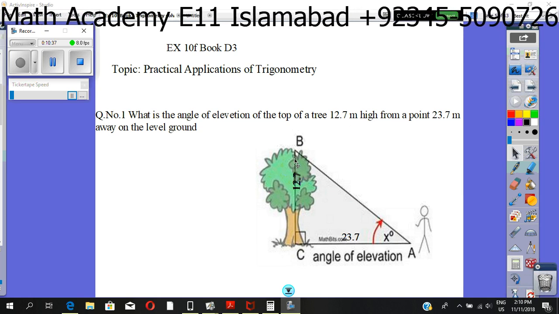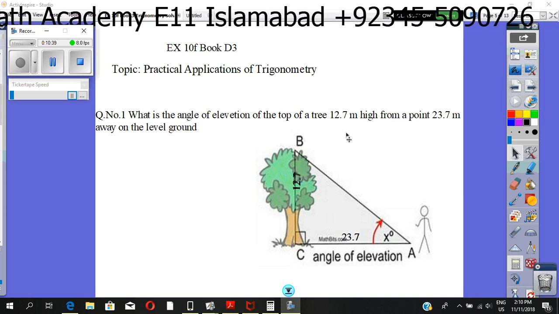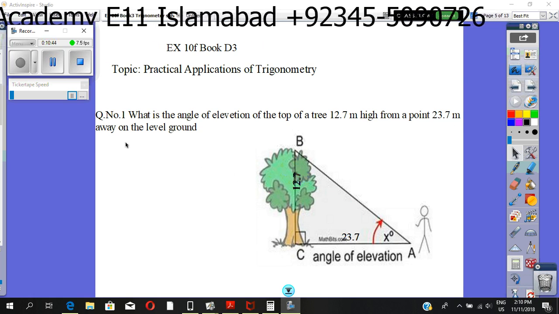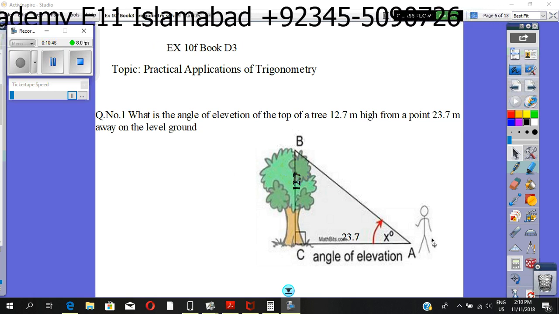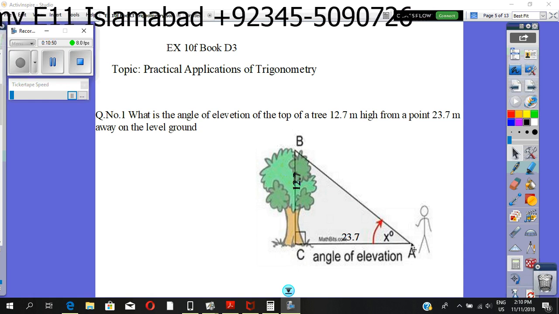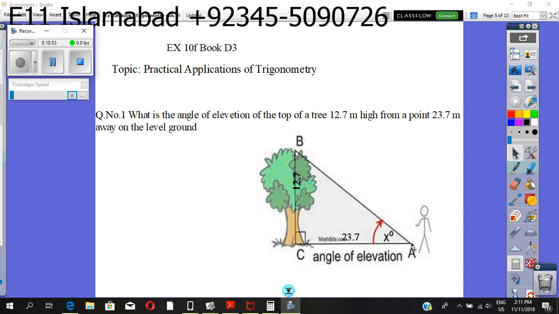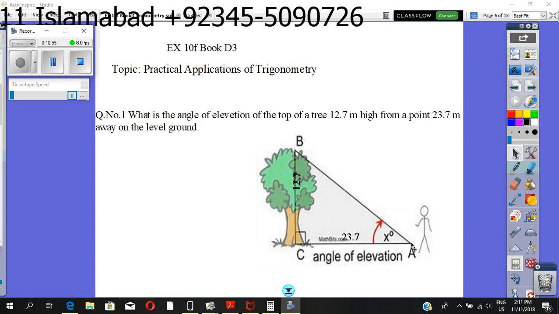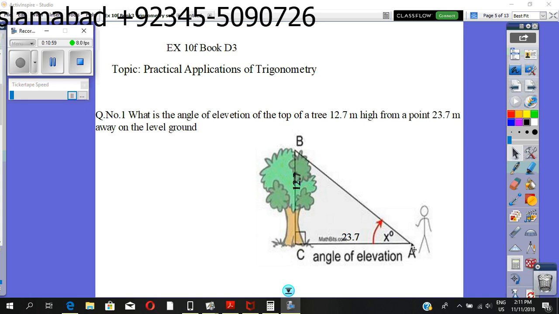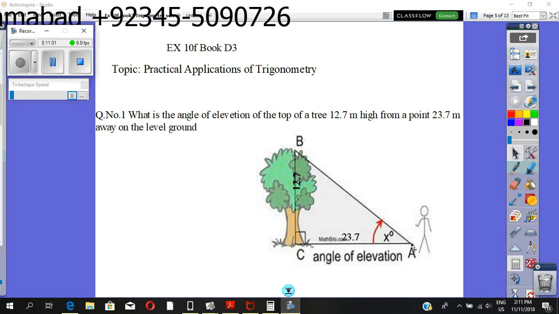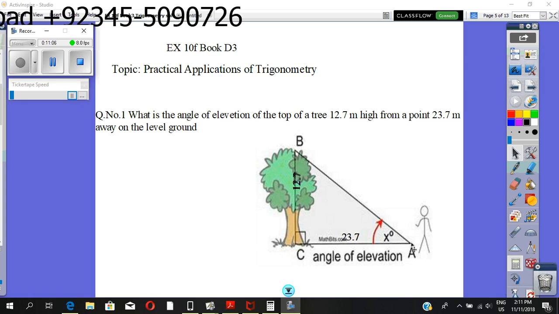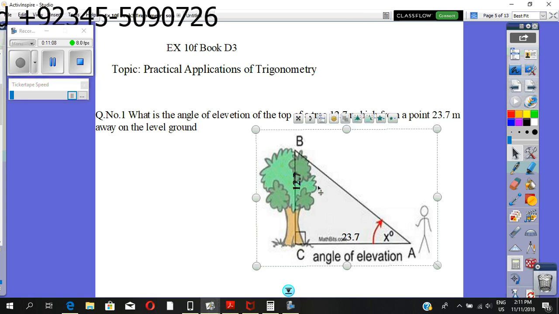12.7 meters high, meaning the height of the tree is 12.7 meters, from a point 23.7 meters away on the level ground. This is the point of observation. The angle of elevation is when you look upwards from the normal line; below the normal line, from your eyes, is called the angle of depression. Here we're supposed to find the angle of elevation.